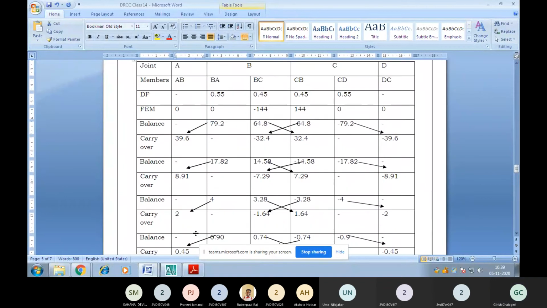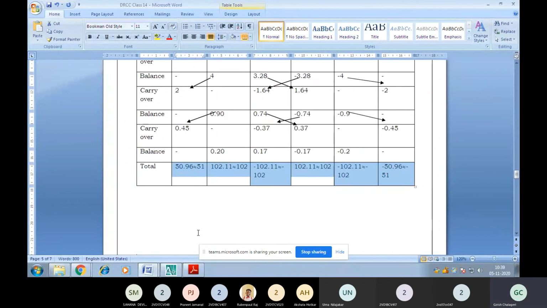We can see at joint A for member AB, we got the moment as plus 51 kilonewton meter. At joint B for member BA, we have got plus 102, minus 102 for BC, plus 102 for CB, and minus 102 for CD.